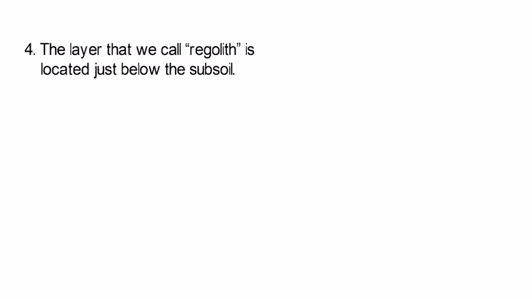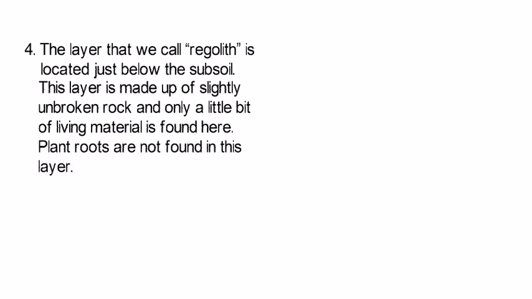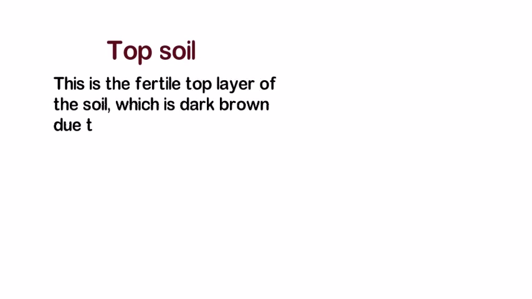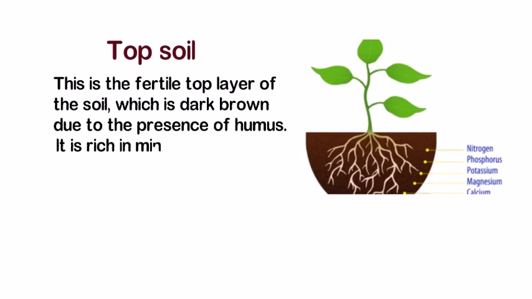The layer that we call regolith is located just below the subsoil. This layer is made up of slightly broken rock, and only a little bit of living material is found here. Plant roots are not found in this layer. Topsoil. This is the fertile top layer of the soil, which is dark brown due to the presence of humus. It is rich in minerals. Many plants and animals live in it.